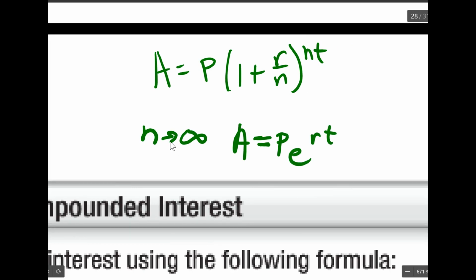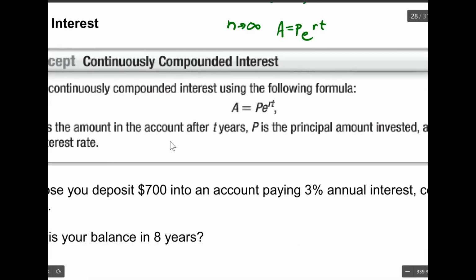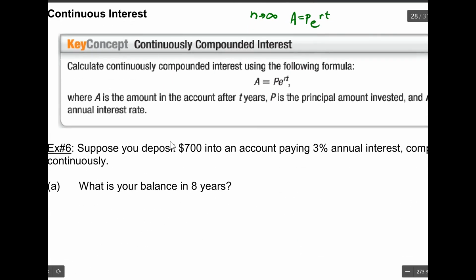It's called PERT. Have you heard of PERT before? Never. Fun. Okay. PERT. So P is the principal, r is the rate in hundredths, t is time in years, and e is just the exponential, 2.718, whatever.